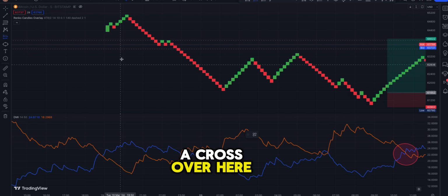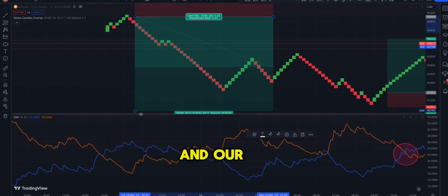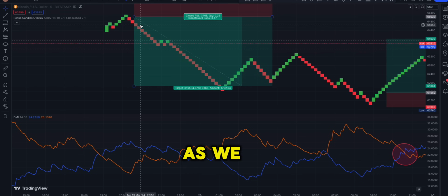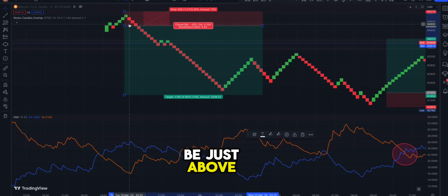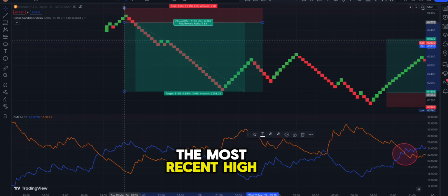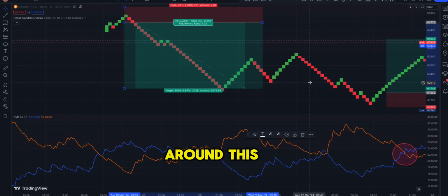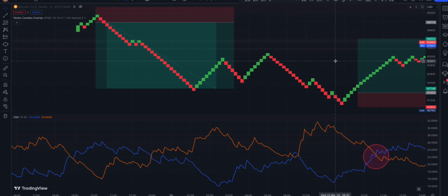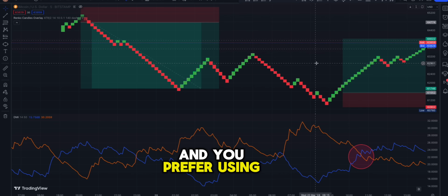You can see a crossover here, so indicating that we can take a short position, and our take profit can be, as long as we want, our stop loss would be just above the most recent high. So you can just play around this and look among the whole strategies I am bringing out. You can look for the one that best suits your needs and use it. You look for the one that you think is perfect and you prefer using, then you use it.